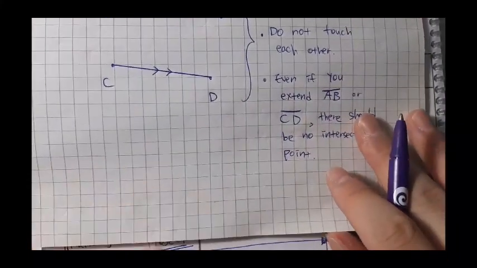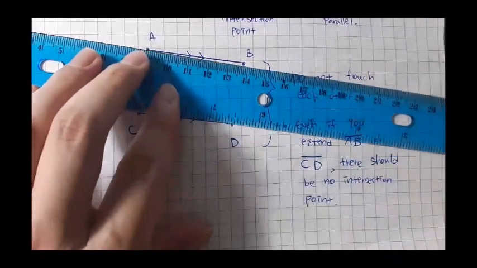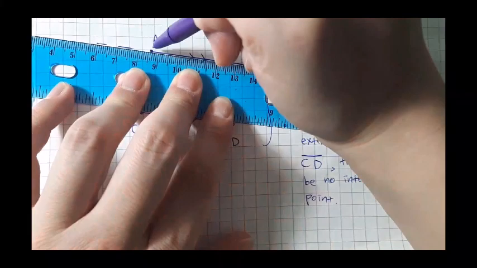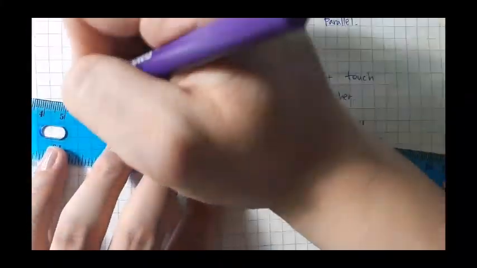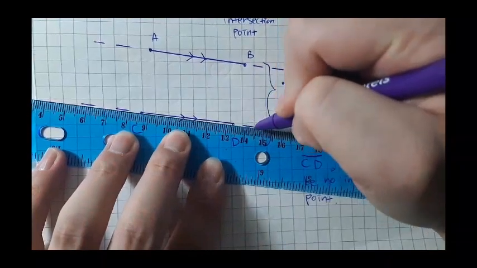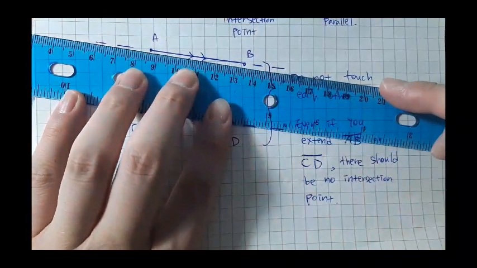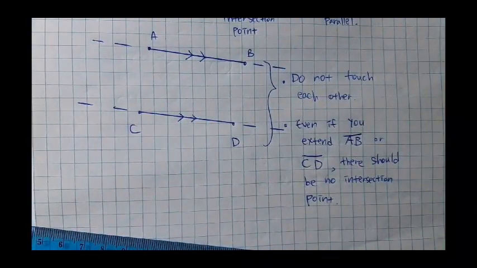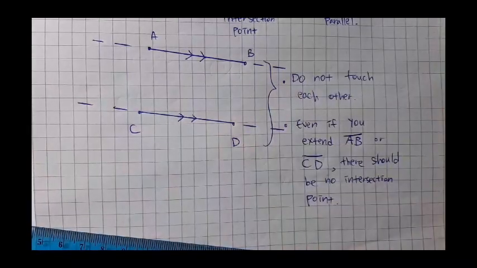So that's a fancy way of saying, for example, A and B, even if, and a ruler is a good way to use, even if I extend these lines. And same thing for C and D. You will know that this line and that line segment will not meet each other, even if you extend the line forever on the left side, forever on the right side.